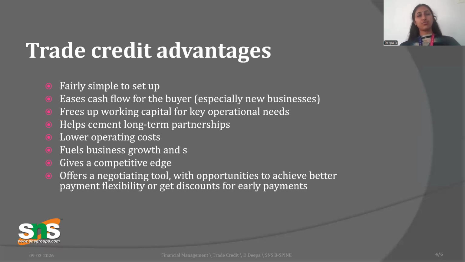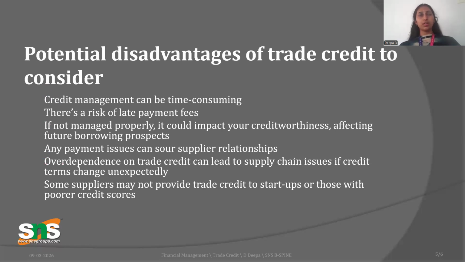Advantages: it is very simple, not a complicated process. Next is cash flow, which happens between buyer and seller, and working capital operations. Here it is a very simple process. Long-term relationships or partnerships happen here. Operating costs are very low, and there is business growth and competitive edge. As I said, there are many advantages. At any point, your production is not going to stop, and you build a smooth relationship between buyer and supplier.